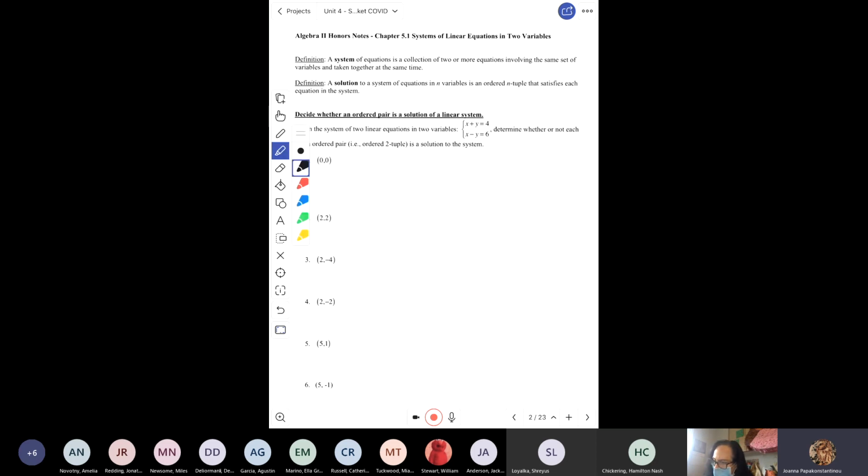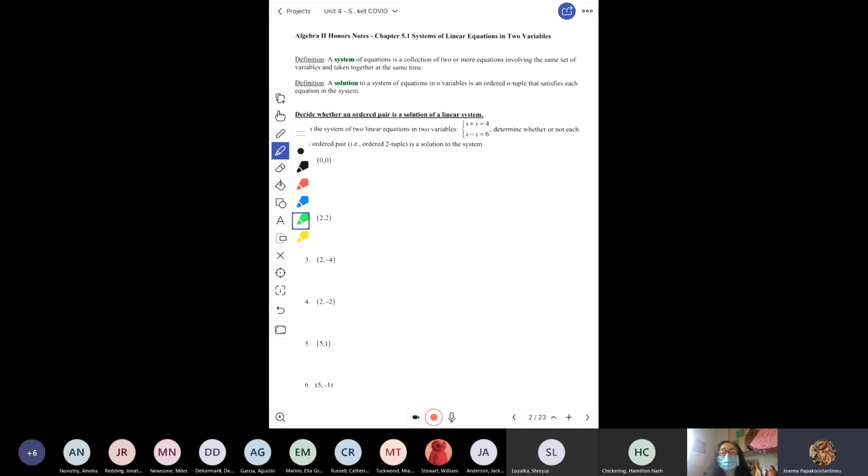So what we are working with today are systems of linear equations. So what is a system? A system of equations is a collection of two or more equations involving the same set of variables, and they're taken together at the same time. A solution to the system of equations in n variables is an n-tuple that satisfies each equation in the system.